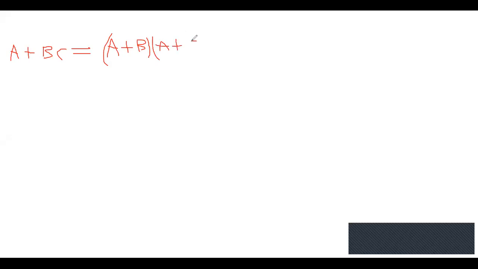A plus BC is equal to A plus B into A plus C. For this also, we draw the truth table. Do you understand how to draw the table? So you draw it for this. Is this justified or not? By using the truth table, we justify. And for simplification also, we are doing the same. That means, how to get this?